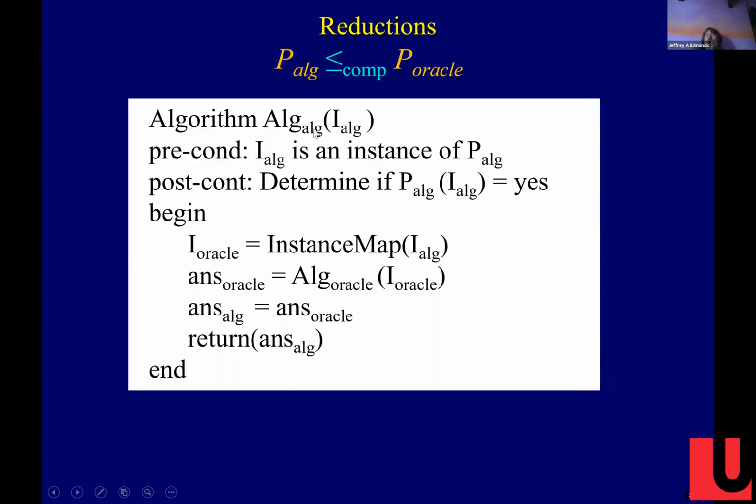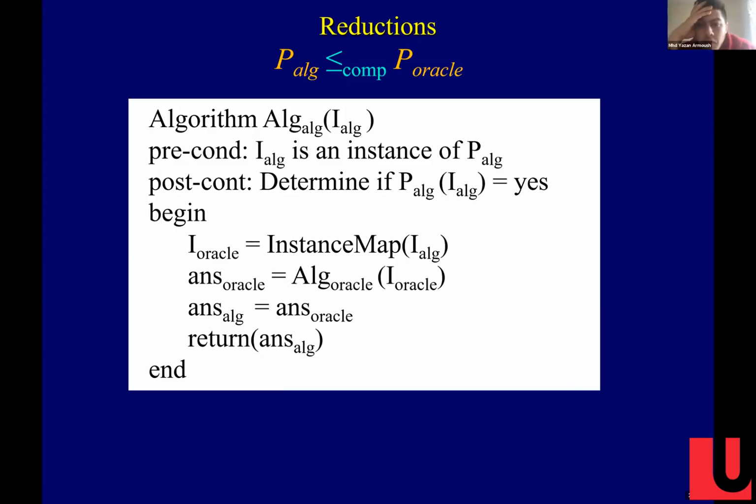All right, now let me give you code for my algorithm. This is exactly what I said before. It's code for the algorithm problem. I'm given an input to the algorithm problem. That's the precondition. And what is my goal? My postcondition is that I know whether or not it's a yes instance for the algorithm problem. I put it through the instance map, and I get an input to the oracle problem. What do I do with that input? I give it to the oracle. The oracle gives me some answer. What's my answer? It's the same answer. I return my answer.